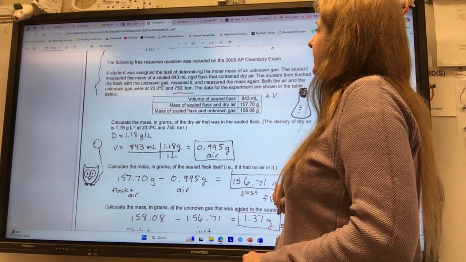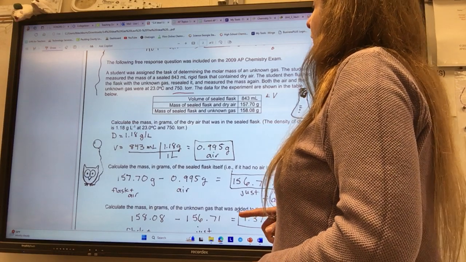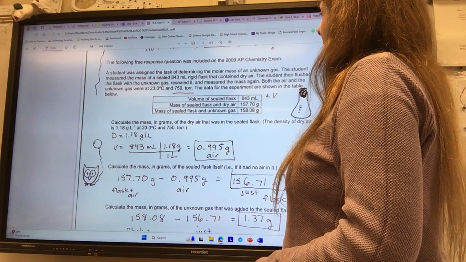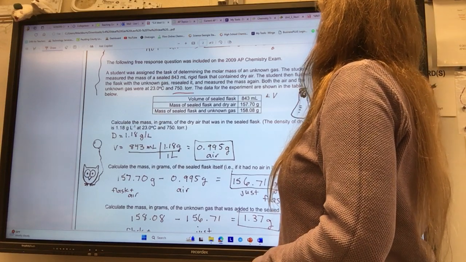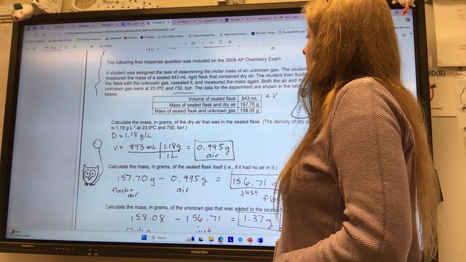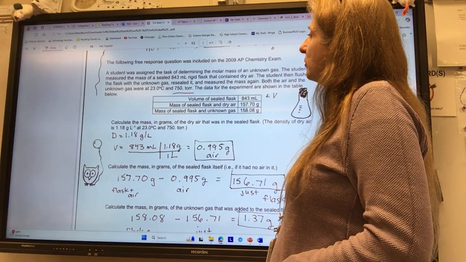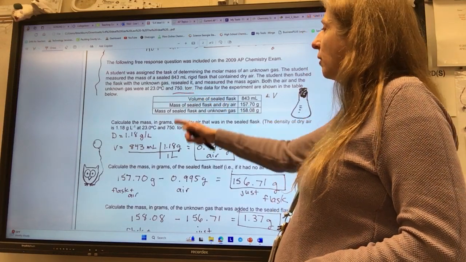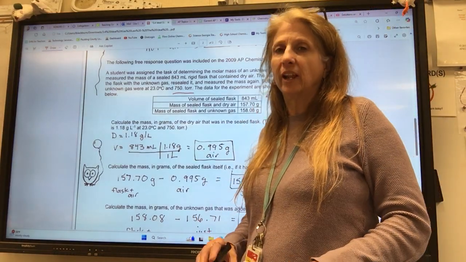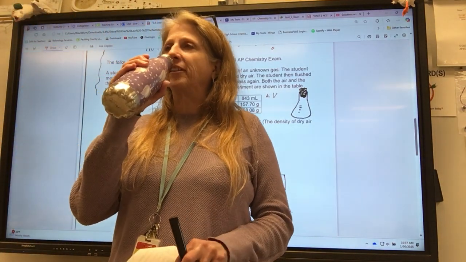A student was assigned a task of determining the molar mass of an unknown gas. The student measured the mass of a sealed 843 milliliter rigid flask that contained dry air. The student then flushed the flask with the unknown gas and resealed it and measured the mass again. Both the air and the unknown gas were at 23 degrees and 750 torr. That's the torr thing. The data for the experiment is shown here. Now, he messes up. Anybody have an idea what he should have done that he didn't do? What did he do wrong? He messed up.